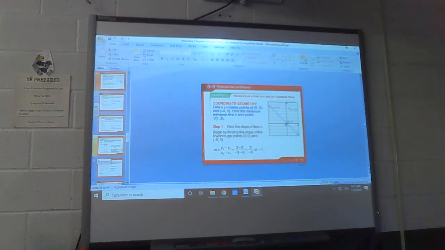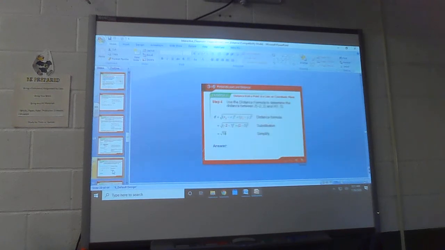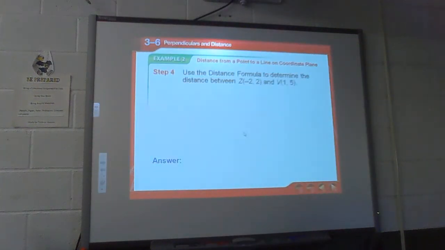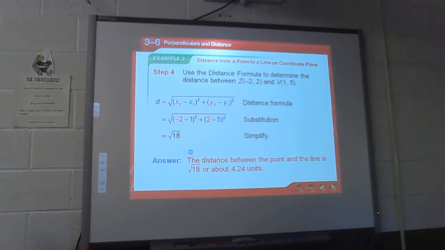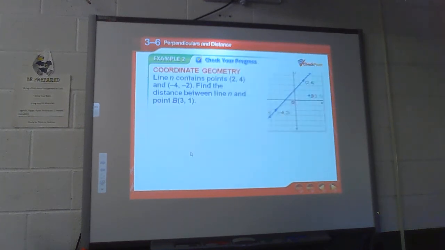So let's see if we got it right. So they went through the process of finding the distance formula, but either way, we got the square root of 18. Okay? So, you want to go through another one? Yeah. This one right here looks like it's going to work out just fine too, but we can show you that.